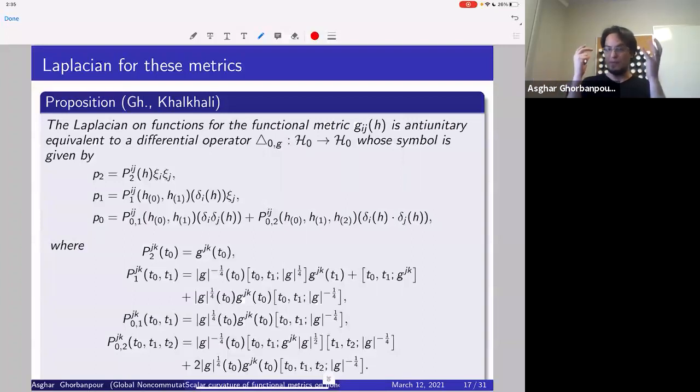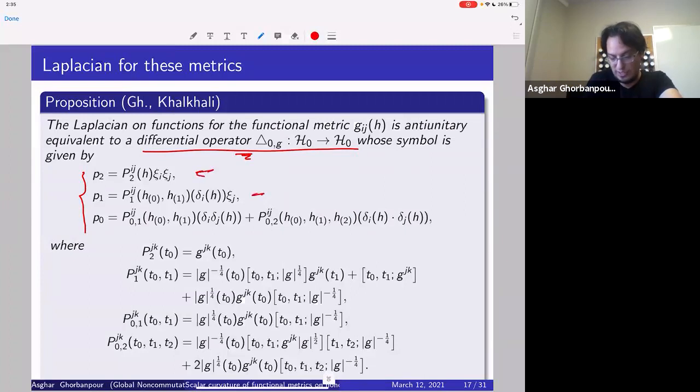From the beginning, we want to get differential operators whose symbols are in the contraction form. Then we can see that the differential operator that we are going to work with is going to have a symbol of this form: a symbol of degree 2, degree 1, and the degree 0 part. And each one is given in the contraction form.